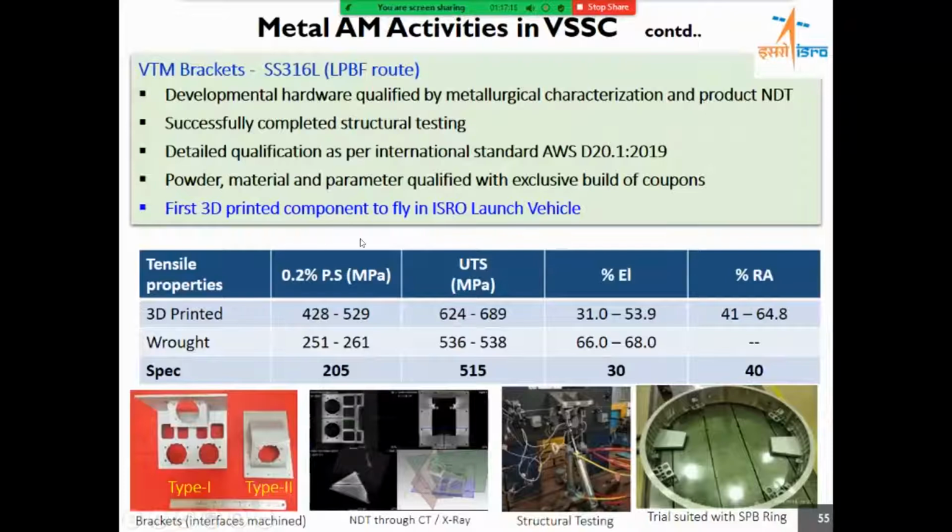We have carried out successful structural testing of these components and also established that the margins available are very high. After carrying out detailed qualification as per this standard, we are ready to induct, ready to fly this component in our launch vehicle. This would fly in our latest launch vehicle, the Small Satellite Launch Vehicle. These two types of brackets are used in this propulsion module. There are 4 numbers of each bracket used in this propulsion module, which you can see here.